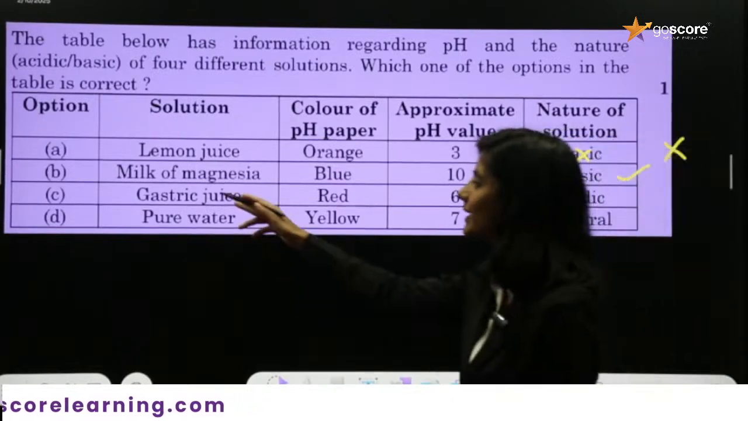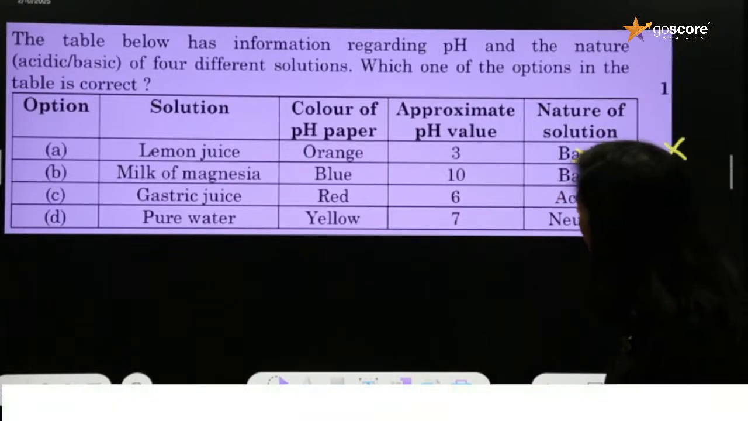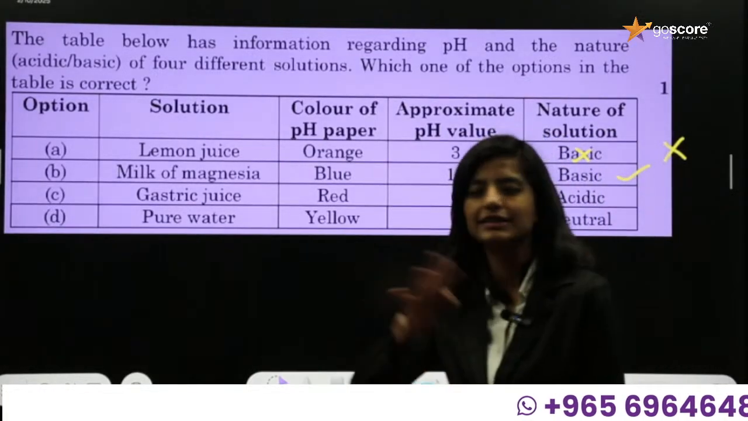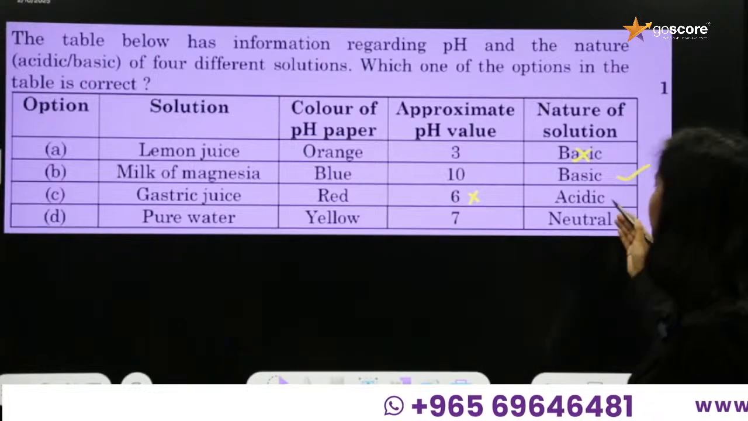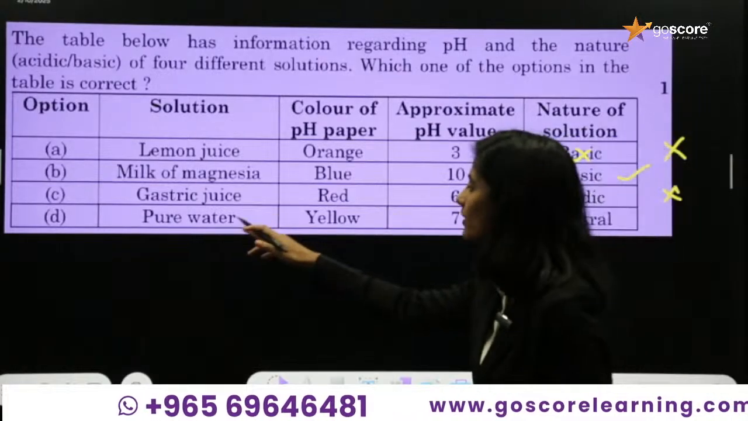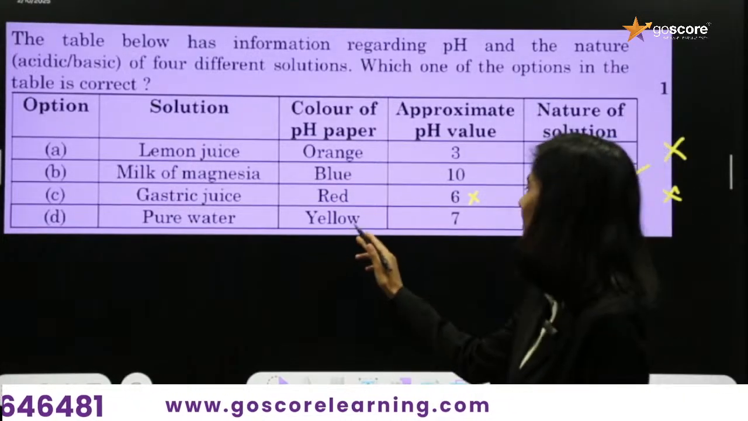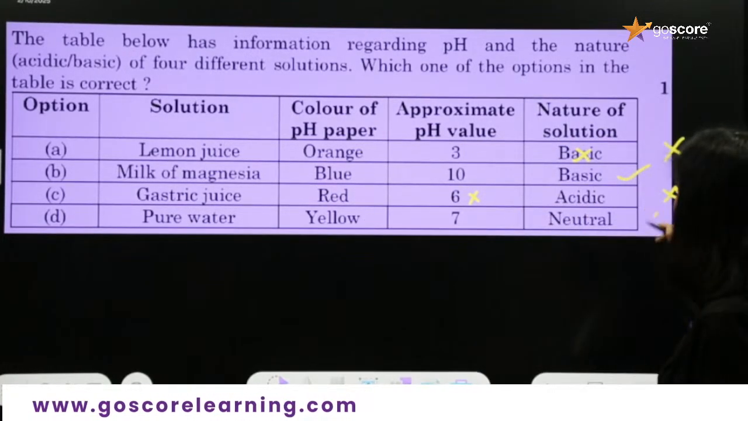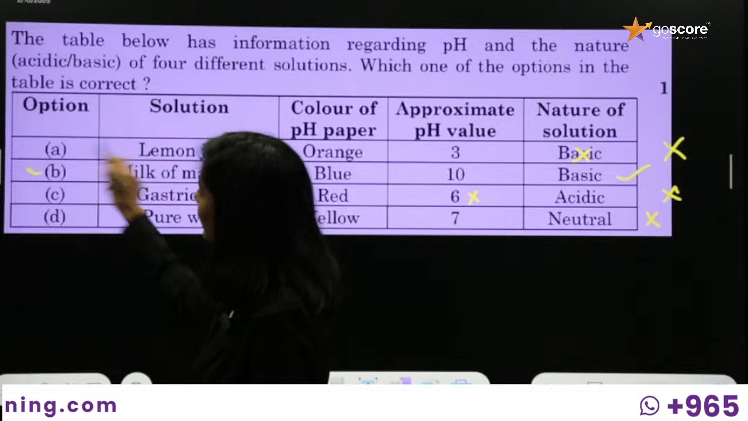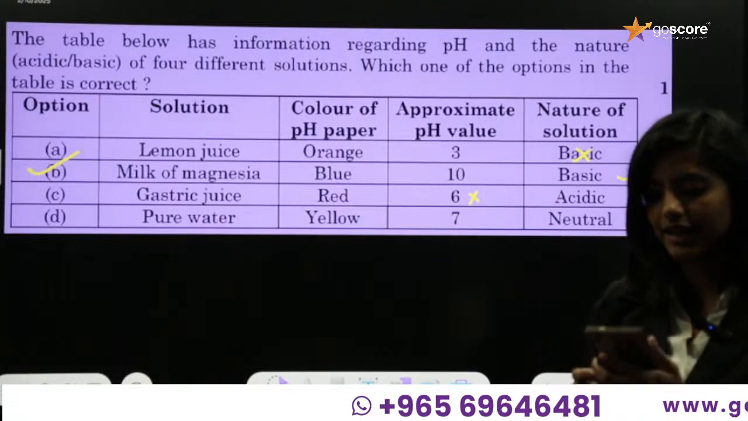Now let's go ahead with the next one. Gastric juice, your HCl. The color is red and the approximate pH value is 6. No, it's going to be around 1.5 to 3.5. It's not 6. It's acidic, that's correct, but 6 would give you a wrong answer. Pure water, yellow. No, pure water is neutral. It's green in color, not yellow. pH 7 and neutral. That's again incorrect. The only one with the right data is B, milk of magnesia. I hope you got the answer.